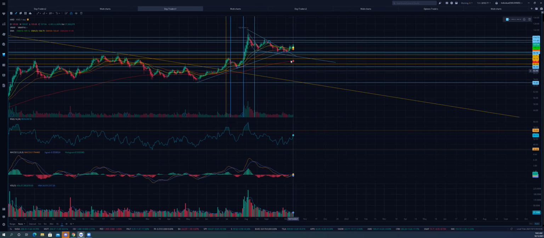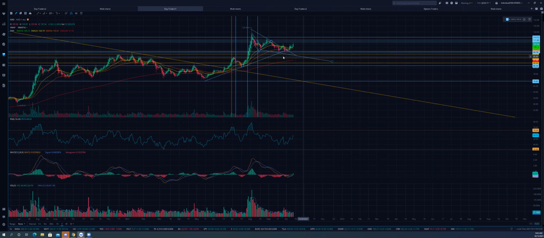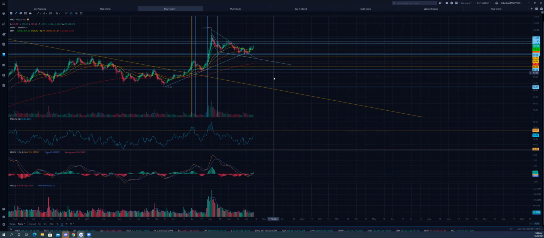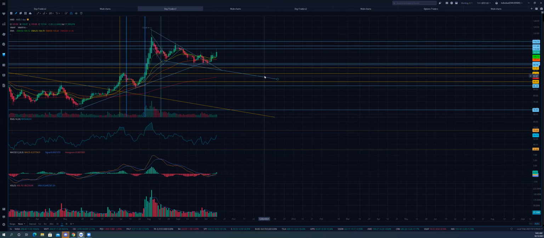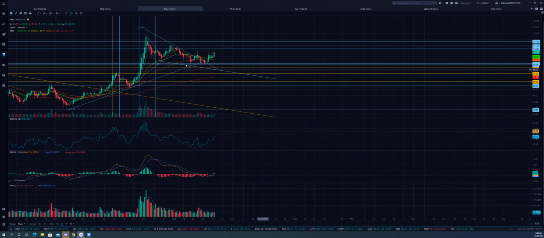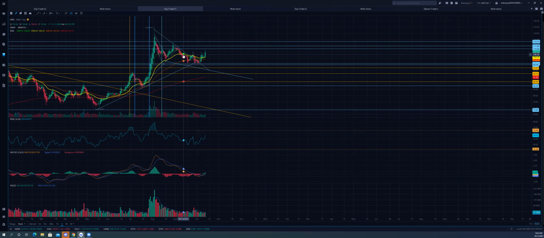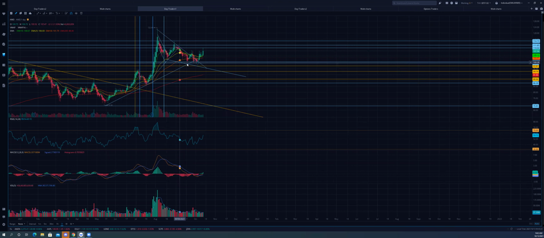That is your descending wedge right here, or your descending triangle, whatever you want to call it, right? They look a little bit different, but they're pretty much the same thing. They do the same thing. So you can see that right there, which is this line right here. You'll connect it to this line right here.